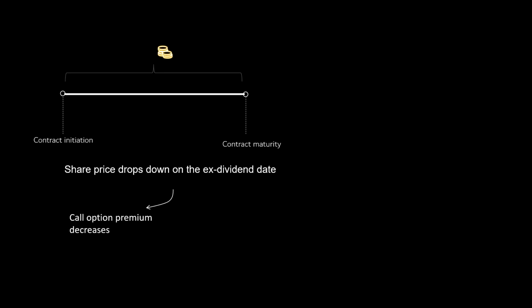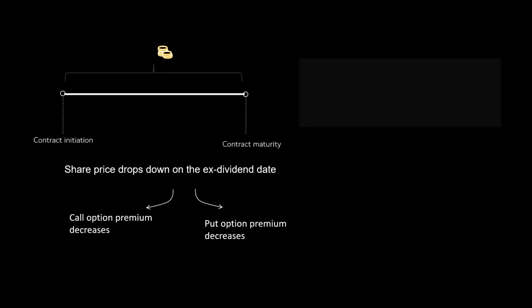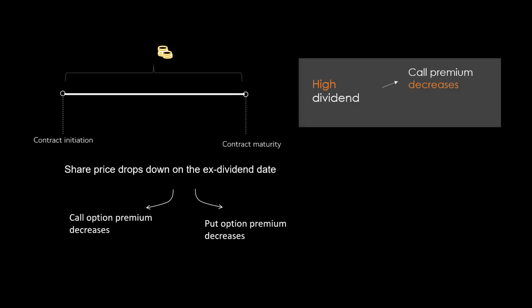On the contrary, because the spot price is decreasing, the value of the put option increases and so will the price. So to sum it up, the higher the dividend, the lower would be the price of the call option and higher would be the price of the put option.